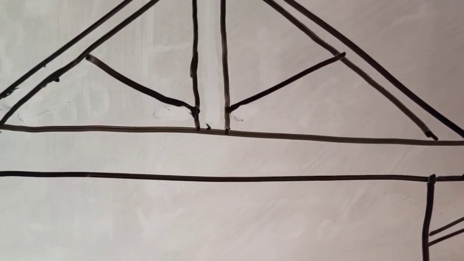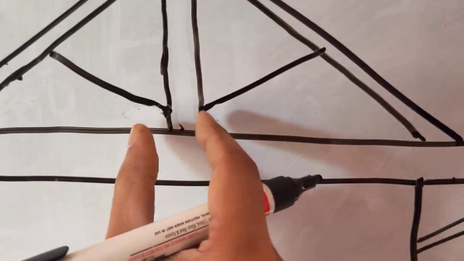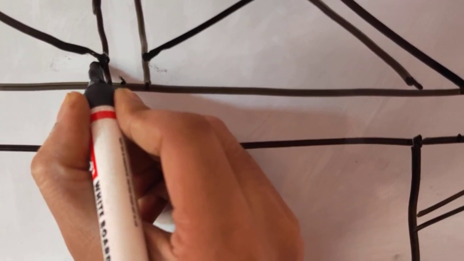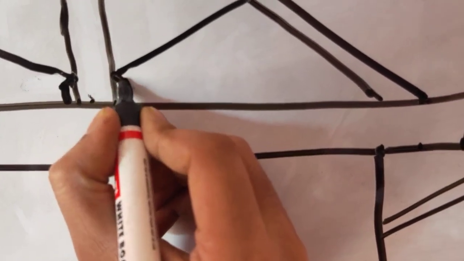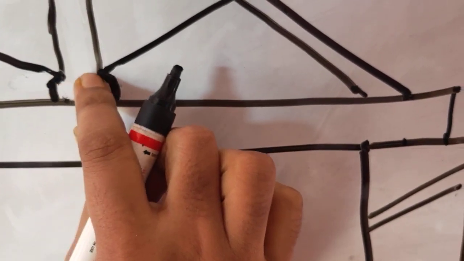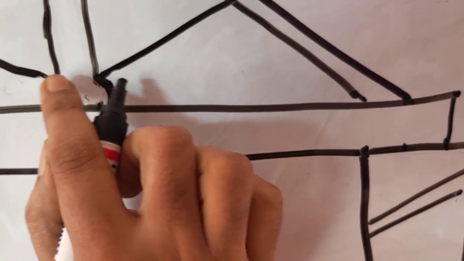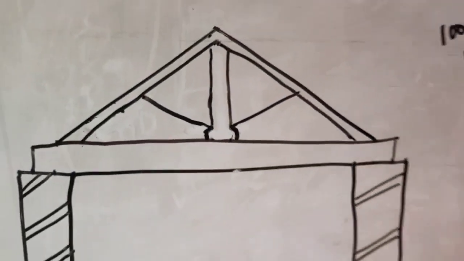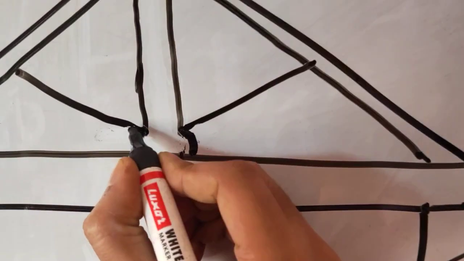As you can see in the drawing, the bottom portion of the king post where it is supporting the strut, it is a little bit bigger. So let us extend 1 millimeter on both the sides like this. 1 millimeter on both the sides like this. So it is a bit bigger on the bottom side. Okay. It's like this.